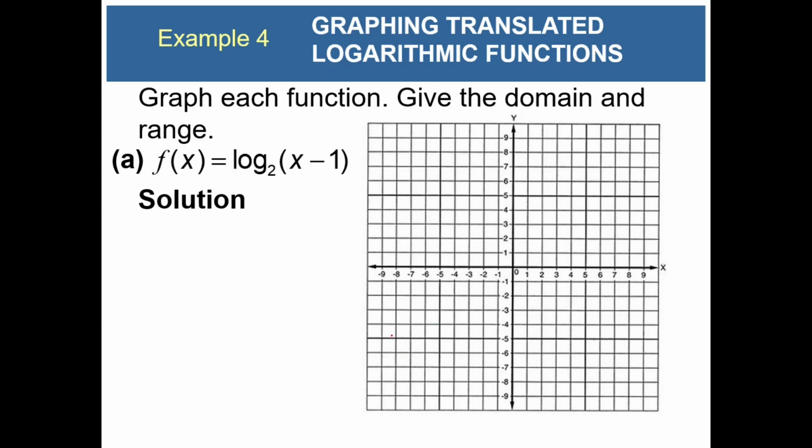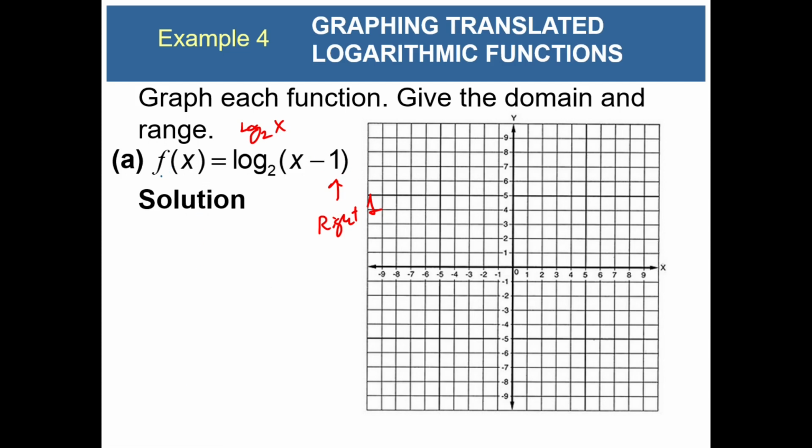Example 4. We want to graph f of x equals log base 2 of x minus 1. I want you to note that there's a -1 here on the inside of the argument. So we know this is going to shift to the right 1 unit. And it's a base of 2. So we're going to have log base 2 of x be similar to our graph, except this -1 here shifts it to the right 1 unit.